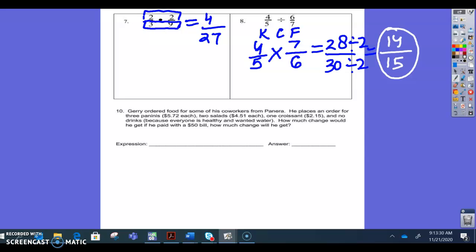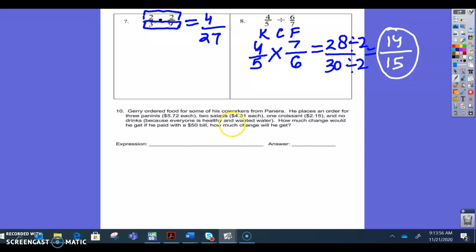All right, let's do this question. So this is a word problem, and you will get a word problem on your test. So I would suggest you go over the word problem. Gary ordered food for some of his co-workers from Panera. He places an order for 3 paninis, 2 salads, which cost this, and 1 croissant, and no drinks because everyone is healthy. How much change would he get if he paid with a $50 bill?